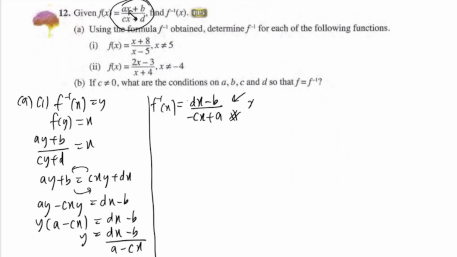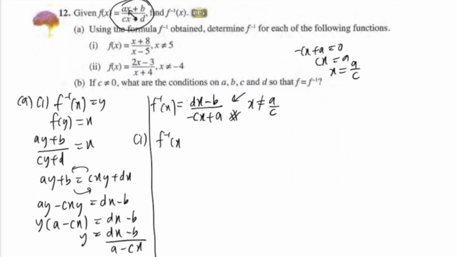Now you can write x not equals, you let minus cx plus a equals 0. cx is a, so x is a over c. All right, now use this formula. We want to find the f inverse. So it's like a shortcut, fast and furious way.